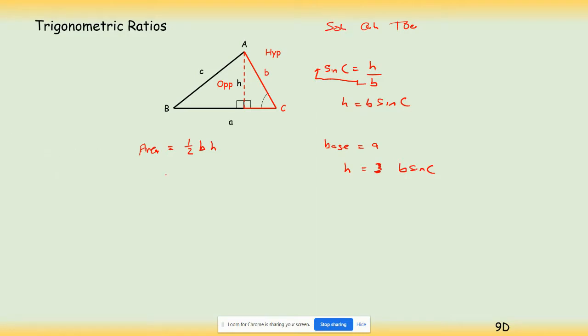If I come back to my original equation and I replace the base, which is A, and the height, which is B sine C, it's going to be half AB sine C. And that's the area of a triangle. That's for any triangle. That's where the proof comes from. What I want you to do now is to hit pause, make some notes. When you're ready, hit play again, and we're going to look at a little example then.